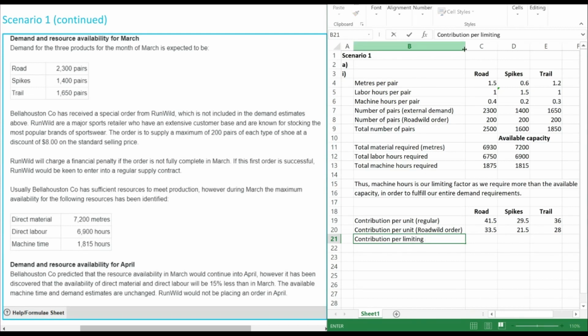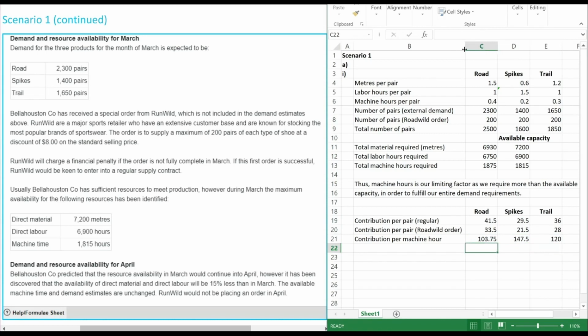Then we need to find the contribution per limiting factor, which is of course machine hours. So we'll just say contribution per machine hour. For this, we'll take the contribution per unit up here divided by the, oh sorry, it's not the contribution per unit, it's the contribution per pair. We should be consistent with our wordings so as to avoid any confusion for the marker. So we'll take the contribution per pair divided by the number of machine hours per pair for each of these.